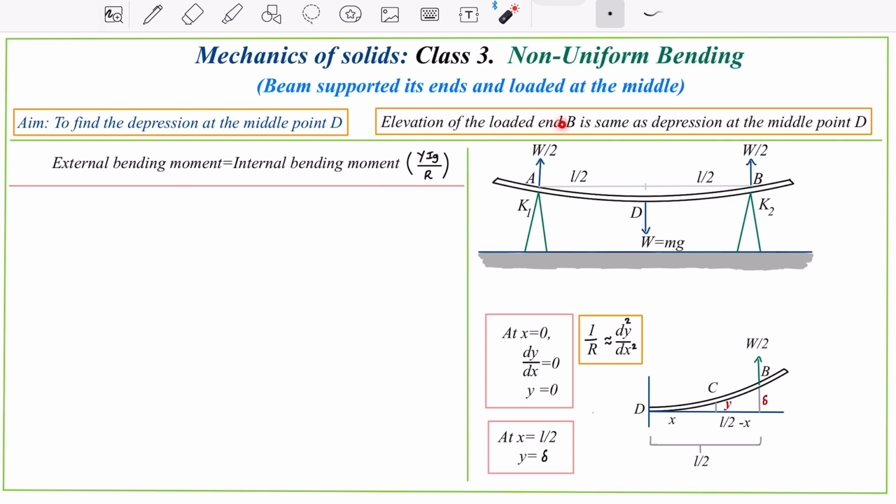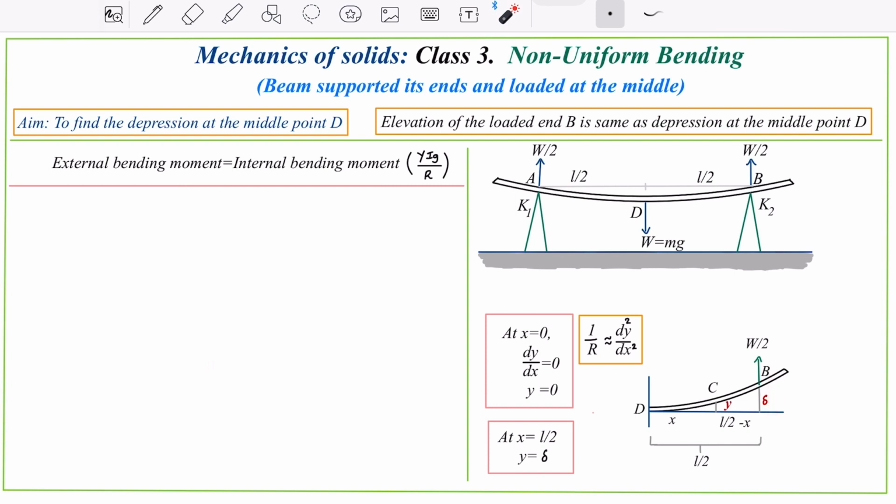Now the depression at the middle point is the same as the elevation at the loaded end. Loaded end means the end of the inverted cantilever where the reaction is acting. Here the inverted cantilever bends upwards due to the reaction W by 2. So the loaded end means it is at the knife edge. Now in the figure, the loaded end is B where the reaction is W by 2. So the elevation of the loaded end means the elevation at B, which is equal to delta.